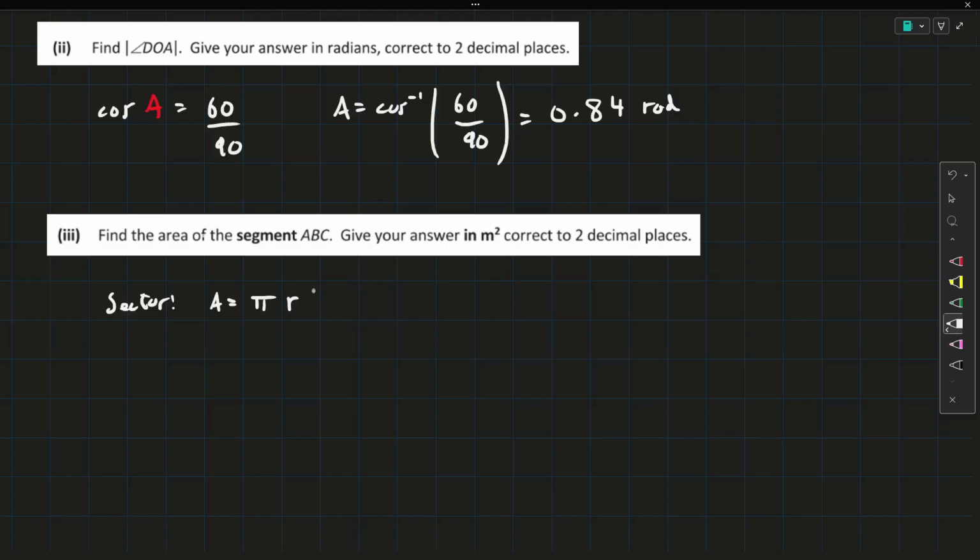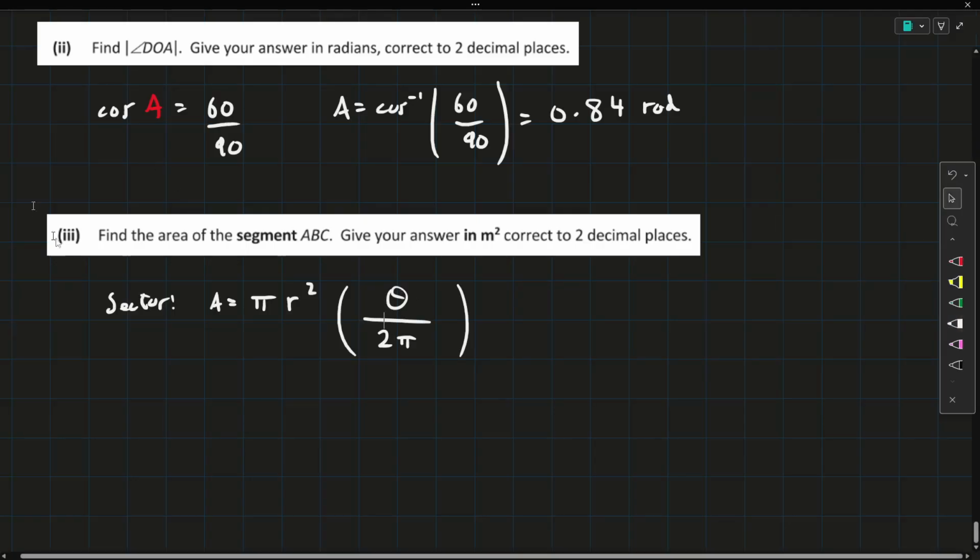So the entire circle has area pi r squared, but we don't want the whole thing. The entire circle has 2 pi radians, but we don't want the entire 2 pi radians. We want theta out of the 2 pi radians. So if theta was equal to 2 pi, we'd have 2 pi over 2 pi, which is 1, so that's the whole circle. If theta was half of 2 pi, which is half of the circle, we'd end up having a half here, so we get half of the area.